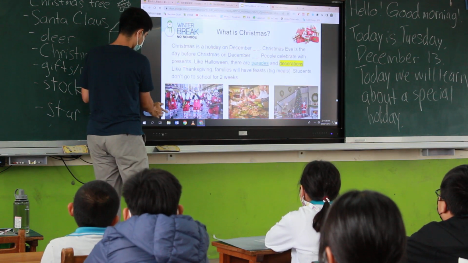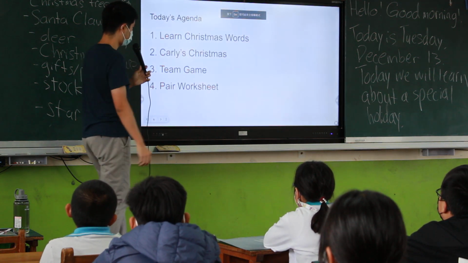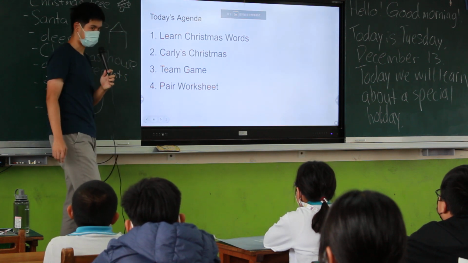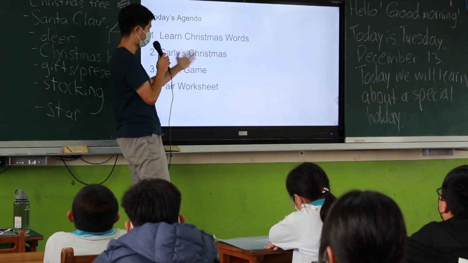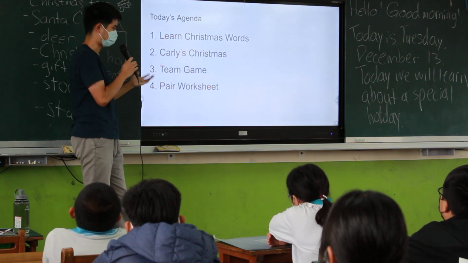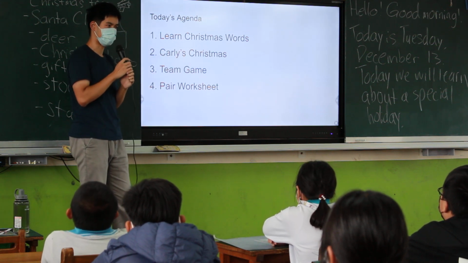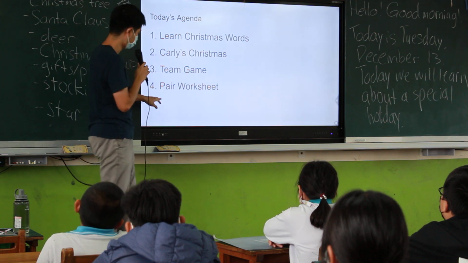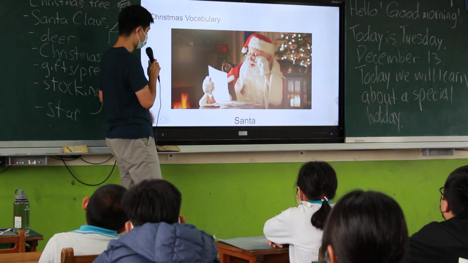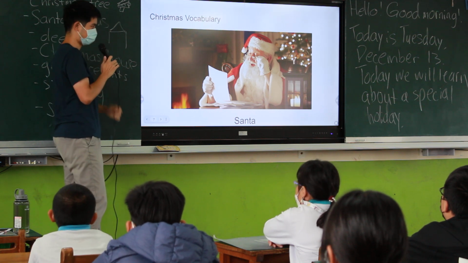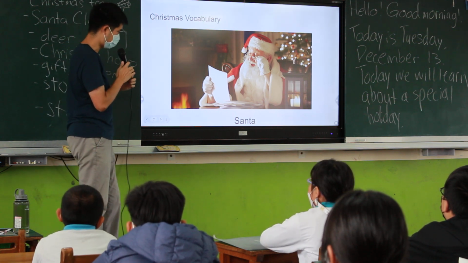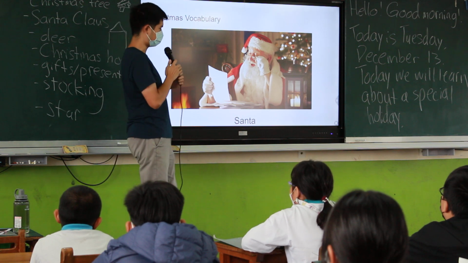Let's continue. Okay. So our goal for today is to learn some Christmas words. We will read a story together, like how we read a story for Halloween. The story is called Carly's Christmas. We'll try to play a game, and then we also have a worksheet for us to do in pairs. So, first we have some words. Some of these words you should know already. If you don't know, please take this time to remember it. We will see the pictures, we will say the words together.